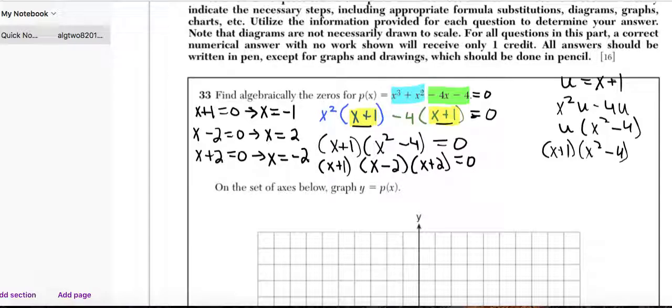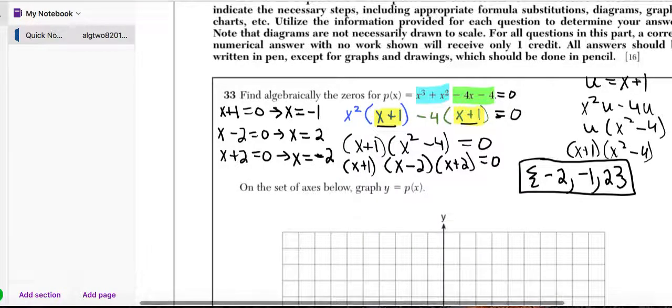So these are the zeros. I'll put them in order from least to greatest. So negative 2 is the lowest, then negative 1, and 2 is the highest. So these are our roots, or our zeros, okay? And they're also the x-intercepts of the graph. This last value, the negative 4, the constant term, is our y-intercept. So you'll see what I was talking about in a second.